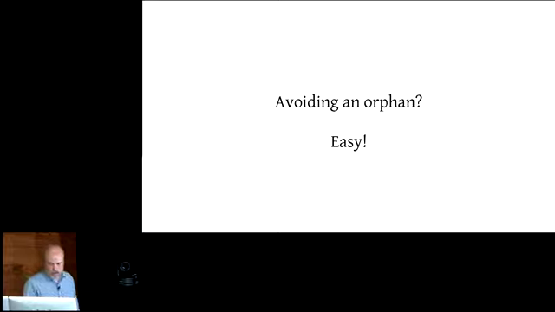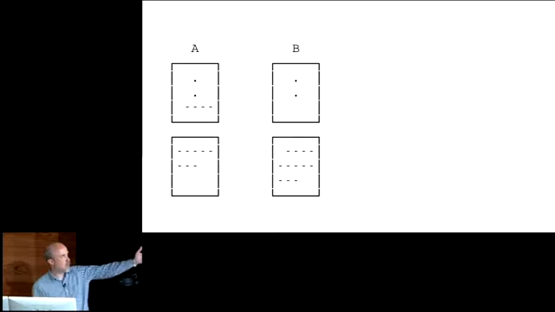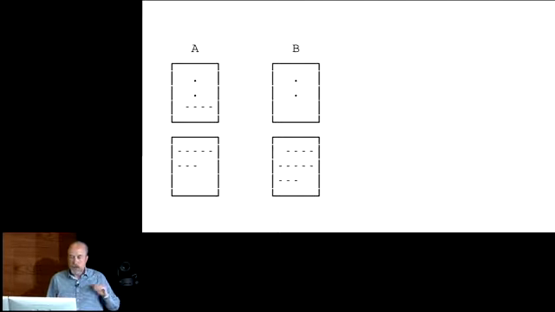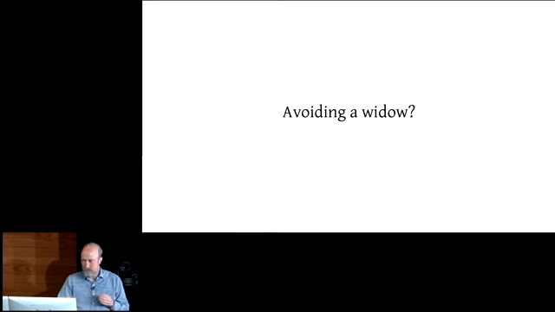Avoiding an orphan, easy. Here on the left, a paragraph has stranded an orphan, its first line, at the bottom of a page. All we need to do, if a paragraph does that, is have this previous action go ahead and use up the bottom of the first page with white space, then let the paragraph lay out. It's very, very easy to bump an orphan to the next page and fix it. Before calling the paragraph, simply move to the next column.